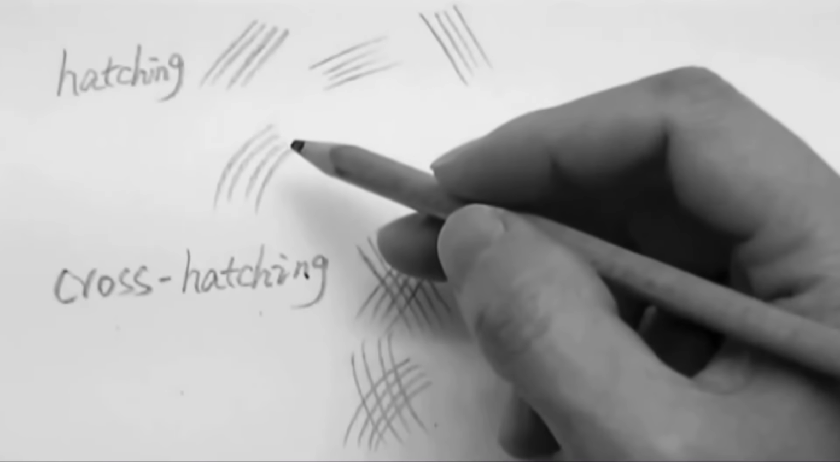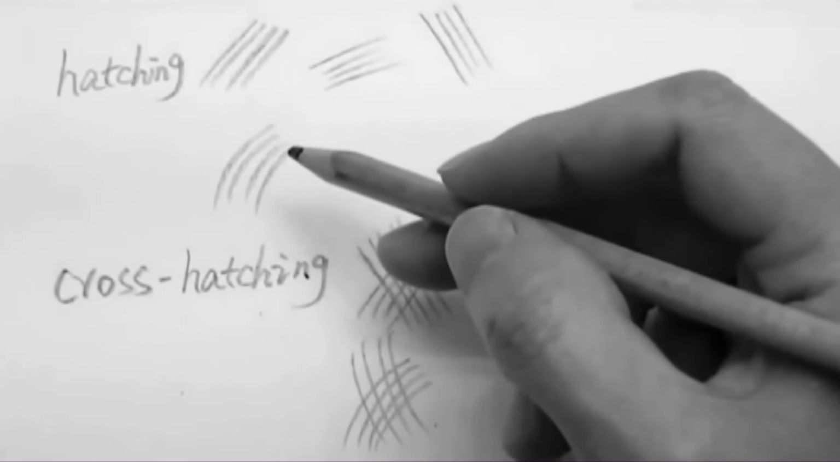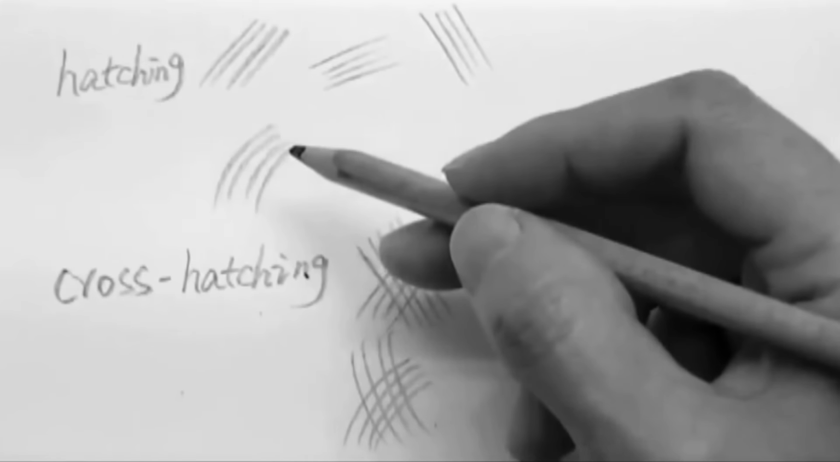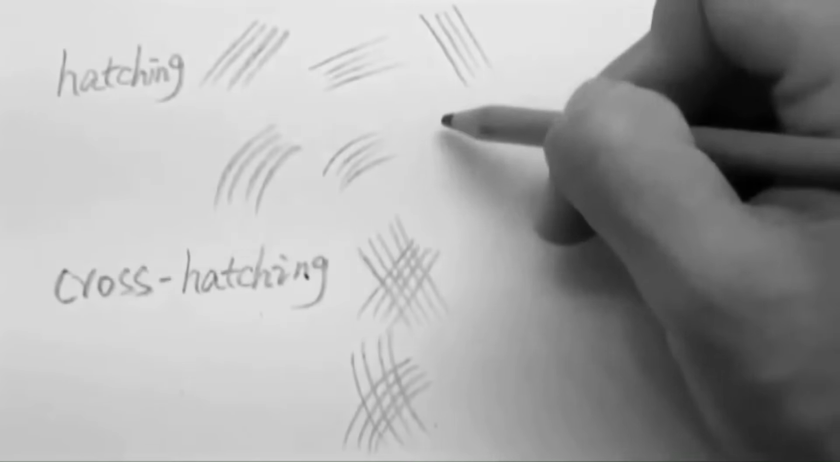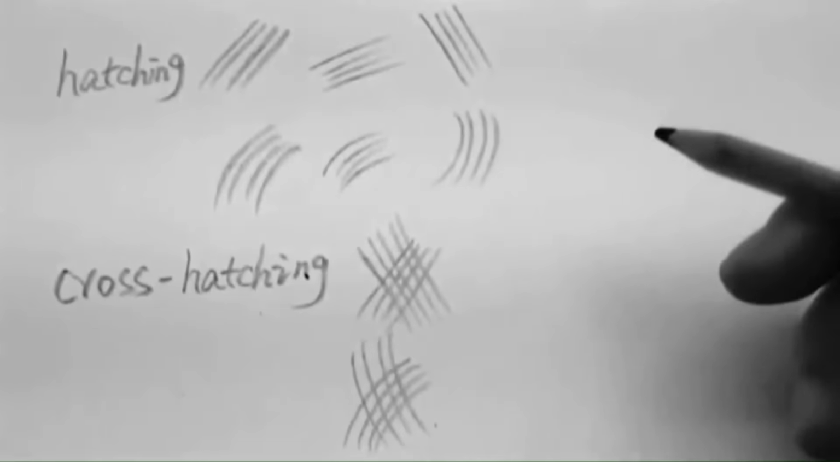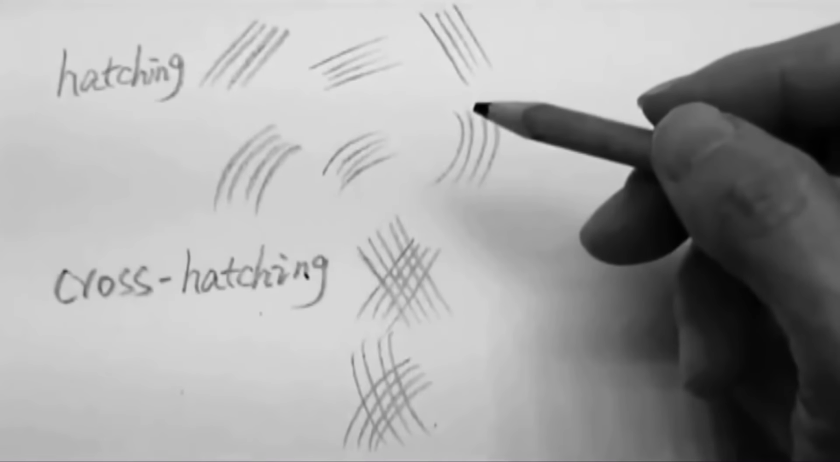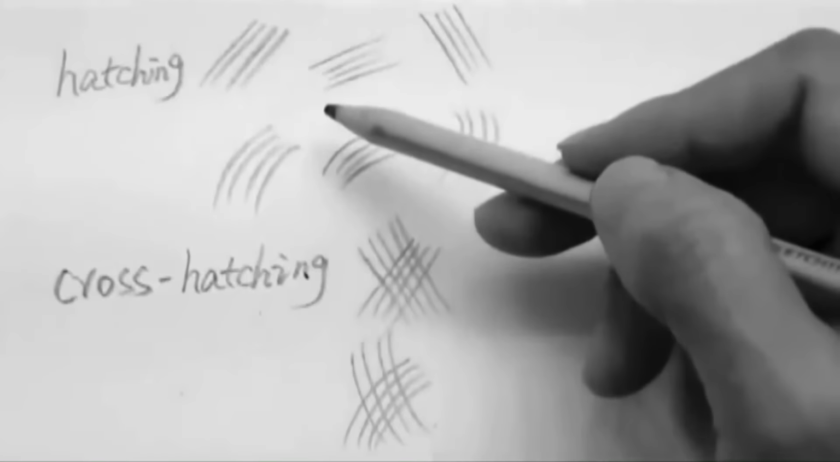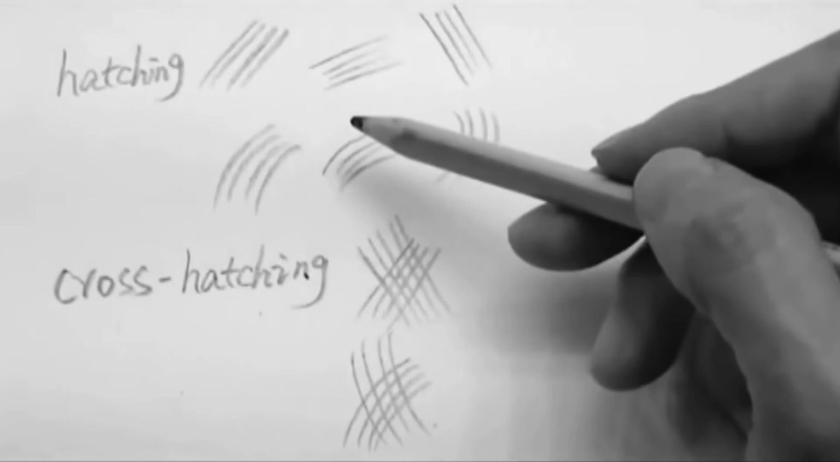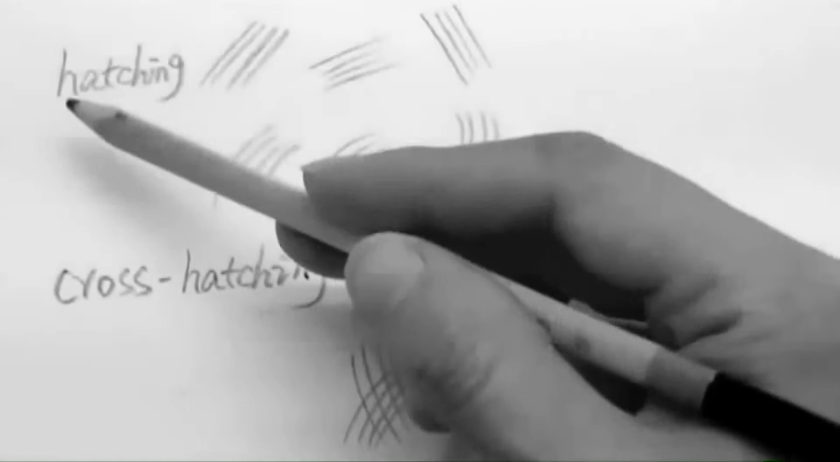Also I can draw a series of curved lines that are parallel. Also, I can change their directions. If tone is obtained through parallel lines, then this shading technique is called hatching.